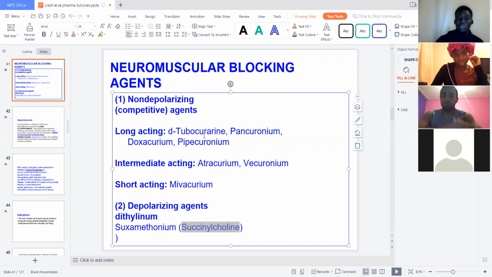Non-depolarizing drugs like suxamethonium do not cause contraction or twitching or fasciculation. So I want you to take note of that.